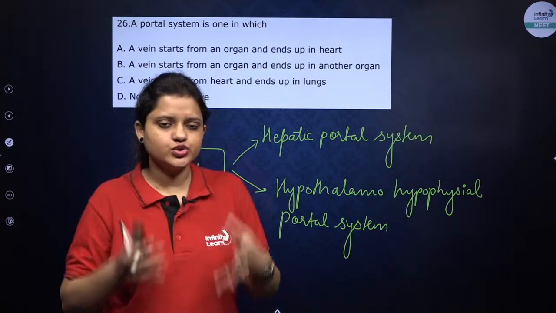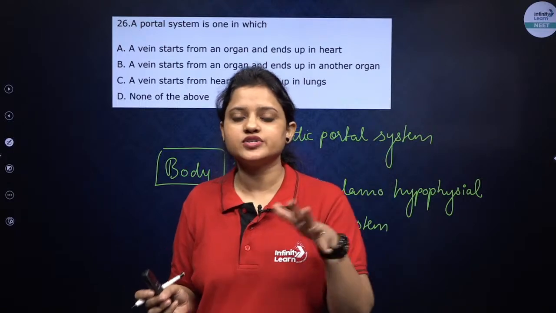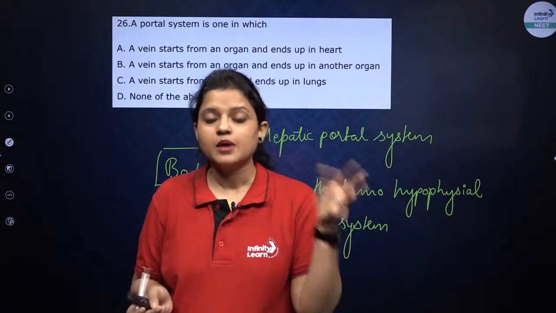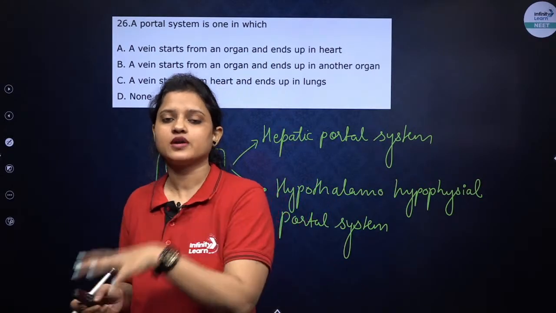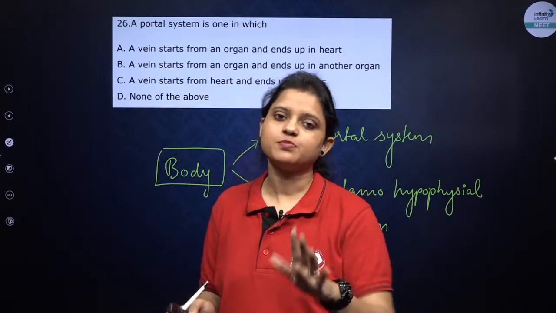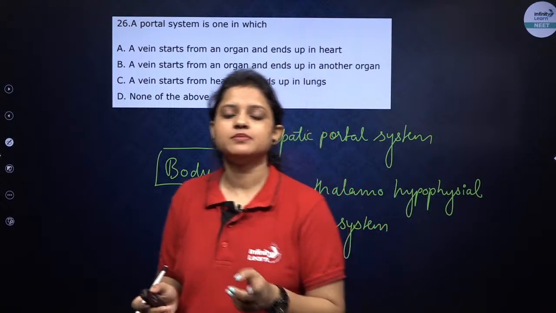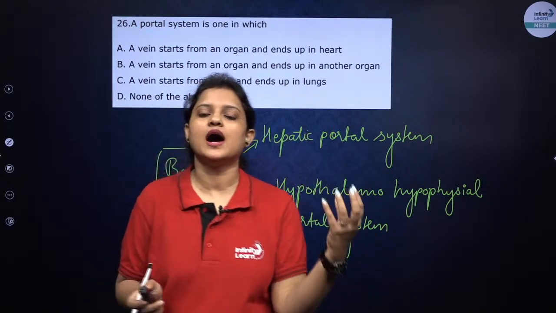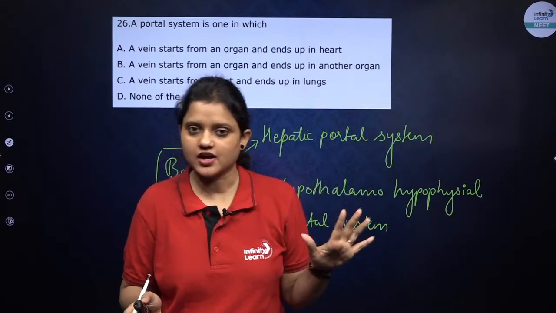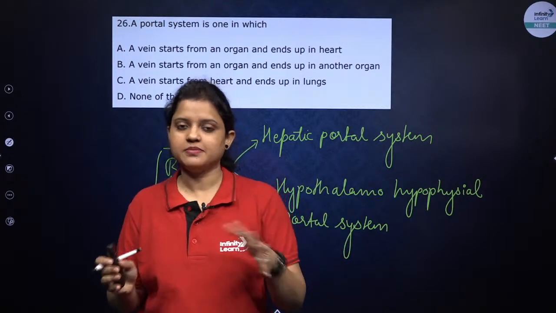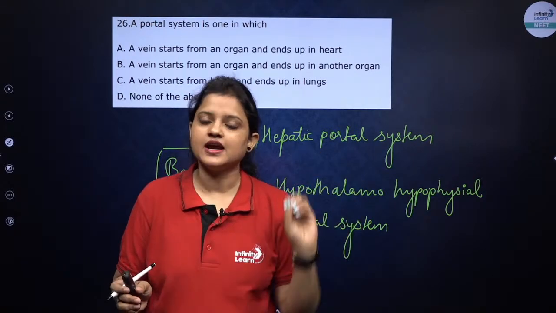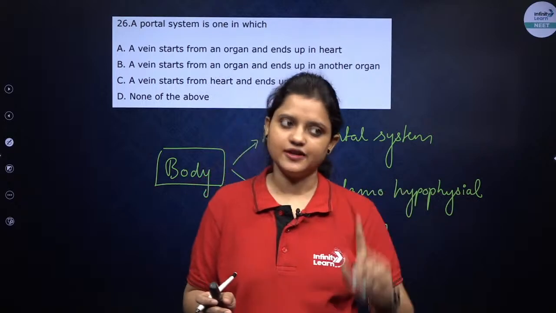See, understand, normally what should happen? The deoxygenated blood from any organ should move to heart directly. But if deoxygenated blood from any organ is not going to heart, instead it is going to some another organ, that is known as portal system. So your deoxygenated blood from intestine, instead of going to heart, will go to liver first and then it will go to heart through inferior vena cava. But this is a portal system. That means capillaries will be attached to intestine and then will form a vein, and then again it will break down into capillaries in the liver.